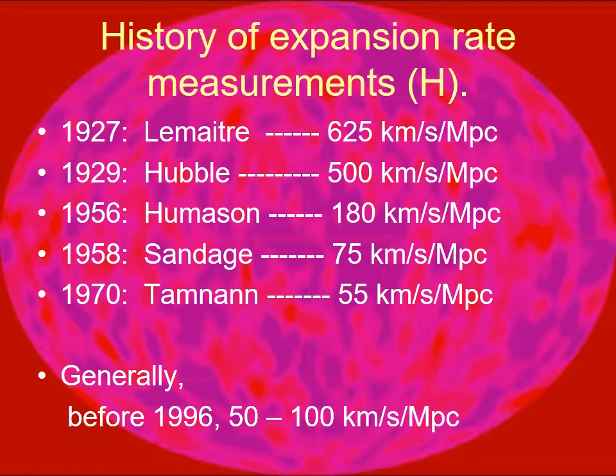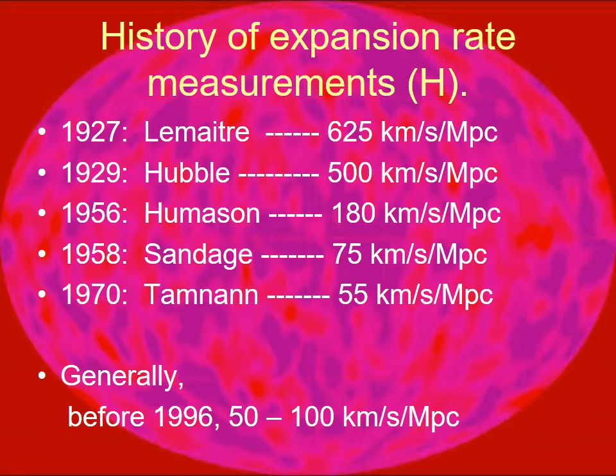Measuring the Hubble constant. Lemaitre was one of the first ones to measure it, Hubble shortly thereafter, and they got these incredibly huge values. Later astronomers started getting smaller values. Sandage and Tammann got very small values. Generally, before 1996, values ranged between 50 and 100 kilometers per second per megaparsec. And that's a factor of 2, which means a difference of a factor of 2 in the age of the universe.